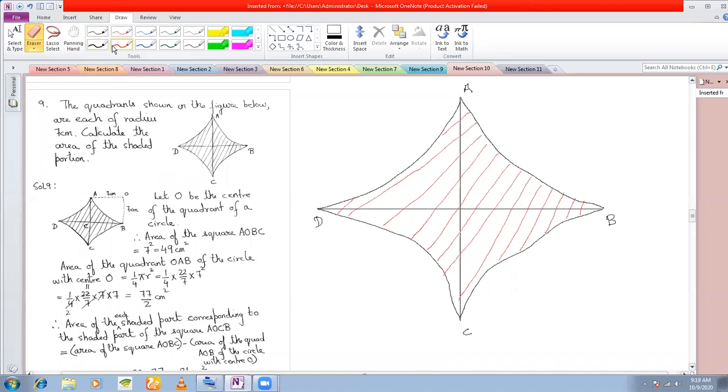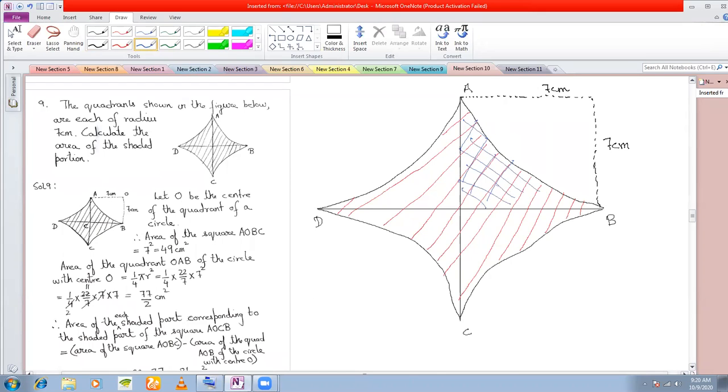So now the question is how to find out the area. What you will do here is draw the quadrant of a circle, that is, with the help of a dotted line, you will complete this quadrant of a circle. And what is the radius of this quadrant given here? It is given to be 7 centimeters. So what is the area of only this part?